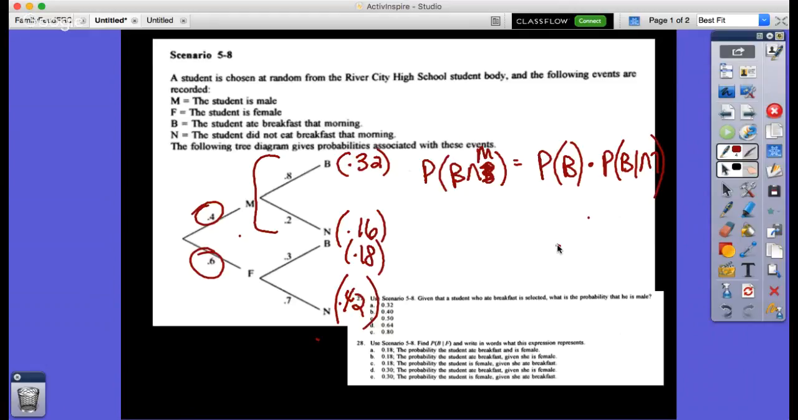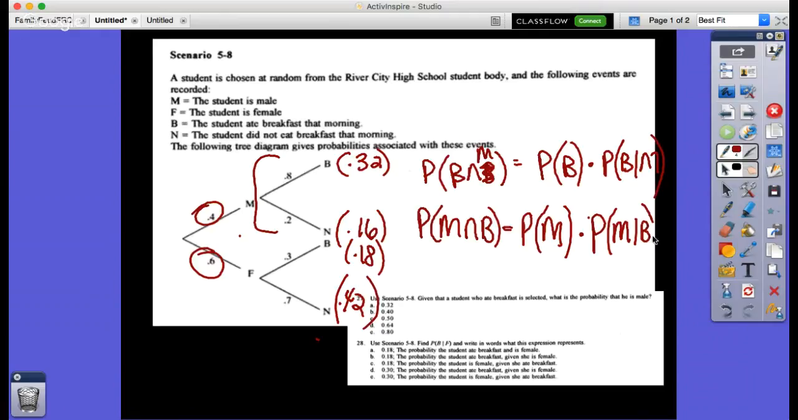Given that a student who eats breakfast, what is the probability that he is male? Actually, it's flip-flopped. Does that make sense? So it should be the probability of male and breakfast equals the probability of male times the probability of male given that breakfast occurred. You see the difference between this one and up here? Got me? Yeah. You see that? This is straight from your formula sheet, okay? So I'm really looking for this right here, okay? That's really what we're looking for.